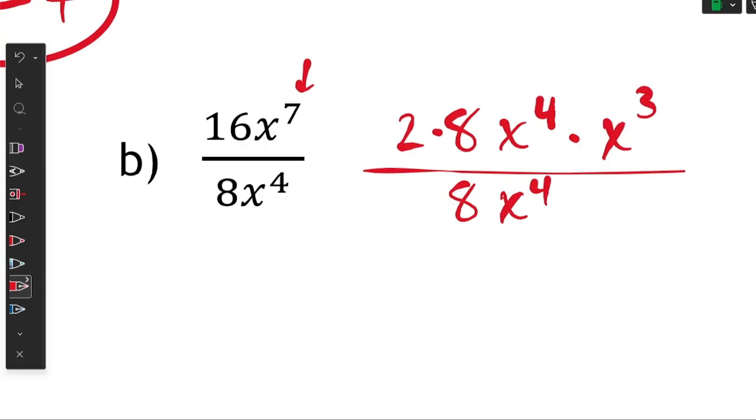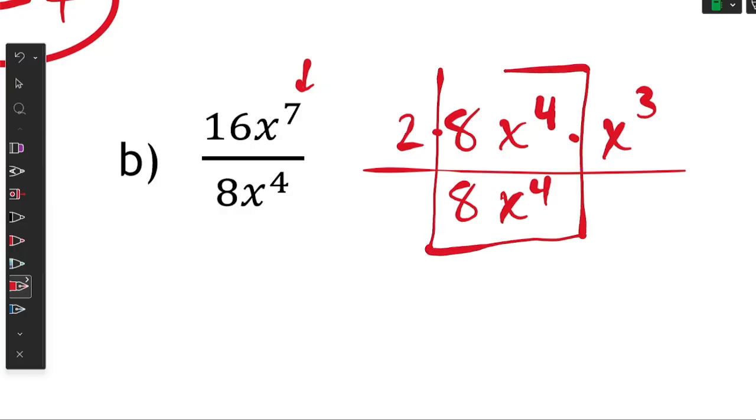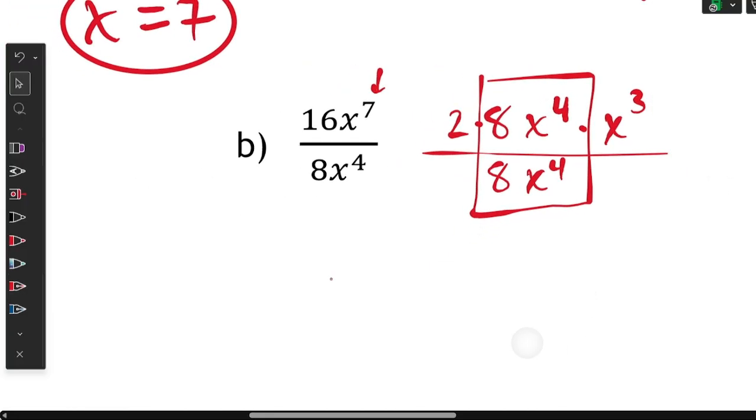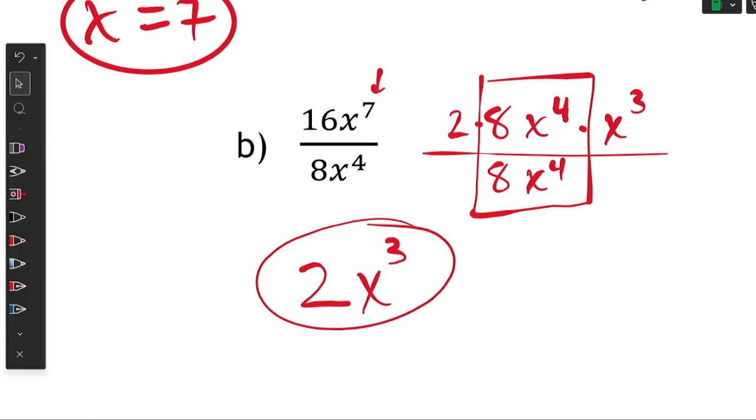What's convenient about the way I've rewritten this is I very clearly see this giant value of 1, right? So my denominator only has 1 in it. My numerator has 2 times x cubed, and that's the simplified version, right? This is going to be 2x to the 3rd power. There are no values left over in the denominator. It just completely simplifies to 2x cubed.